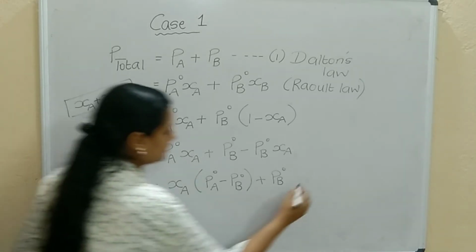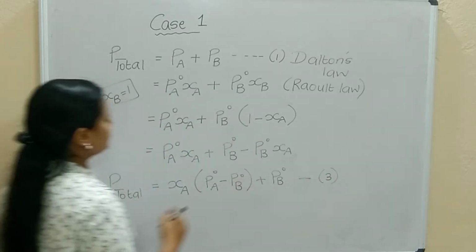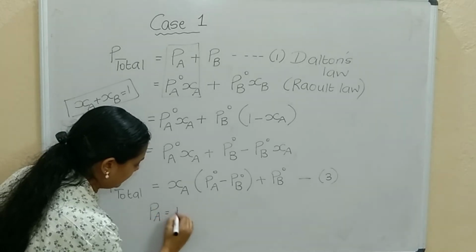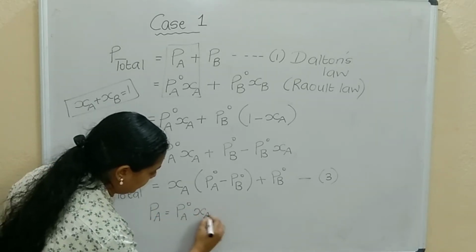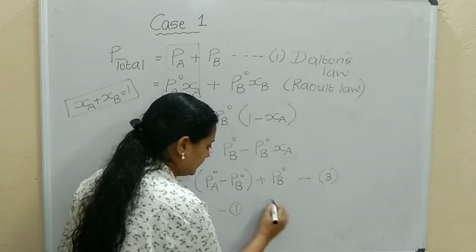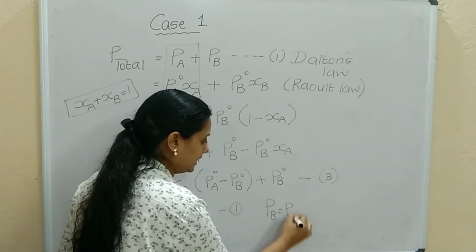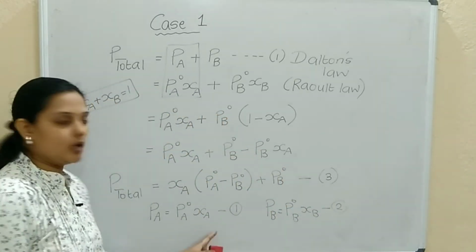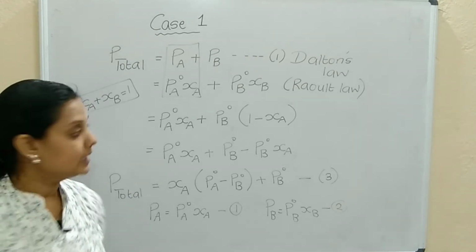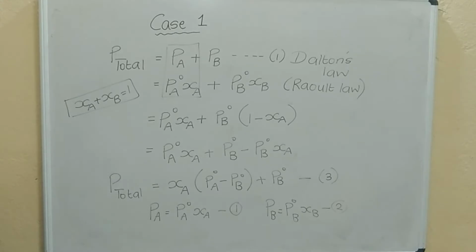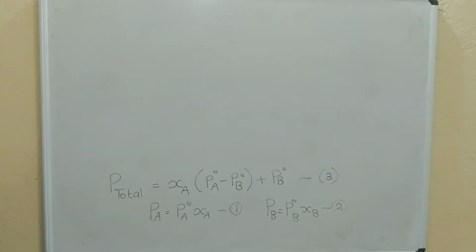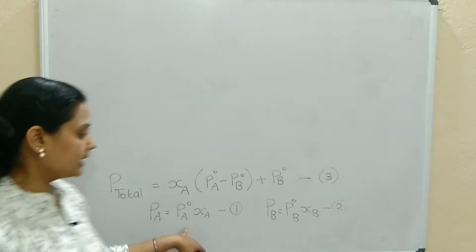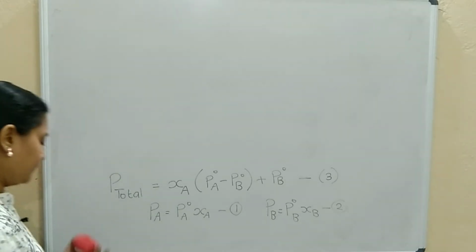We'll mark this as the third equation. The first two equations: PA is equal to PA degree XA is the first equation, and PB is equal to PB degree XB is the second equation. Just marking it as 1, 2, 3. We have to plot the graphs based on the first and second equations. Just make a note of this. Now equations 1, 2 and 3 are here. We will plot the graphs based on equations 1 and 2.